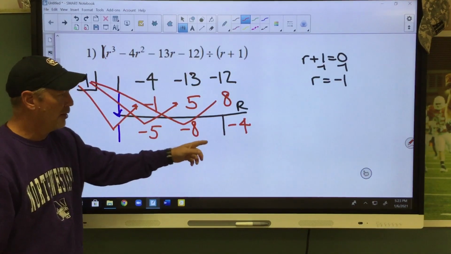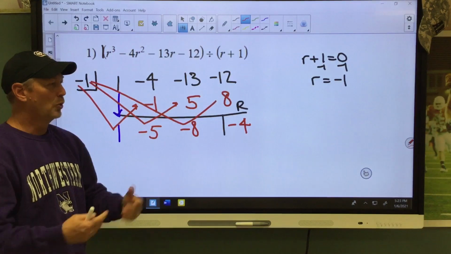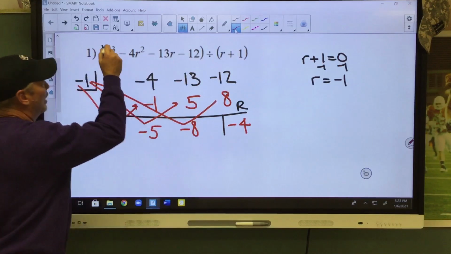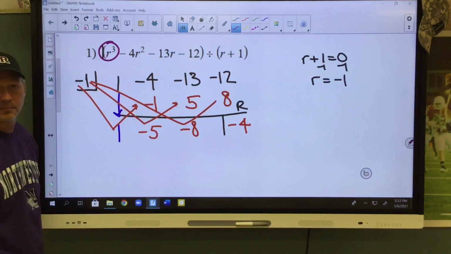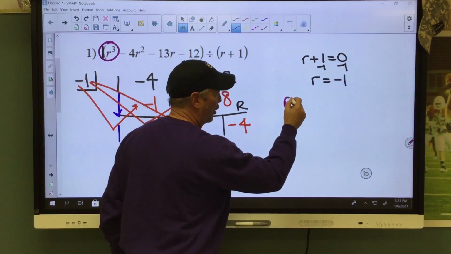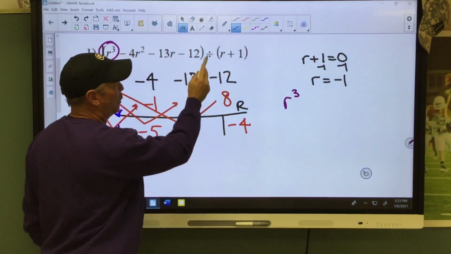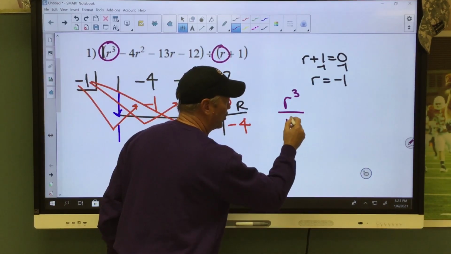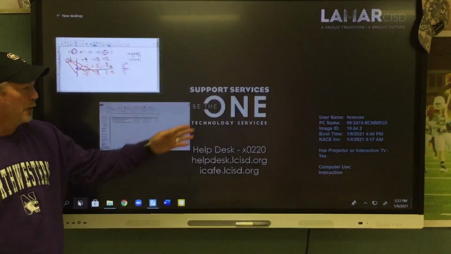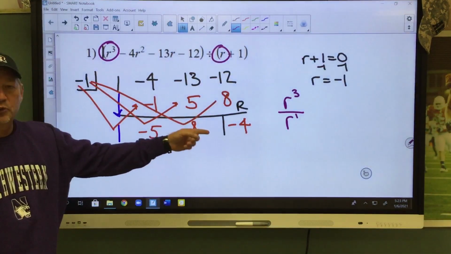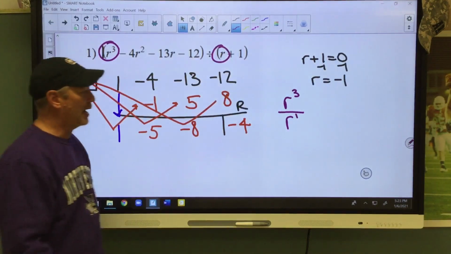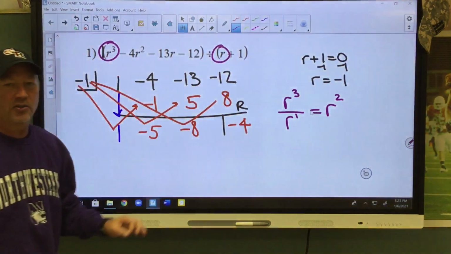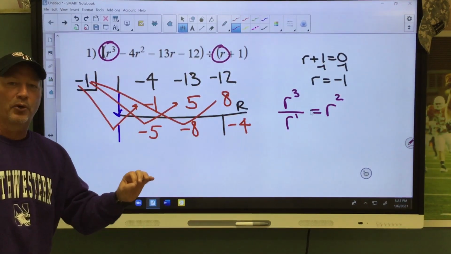Only thing I need to do now is put in my variables. So what do I start with? How do I do this? Our original problem started with r to the third. We started with r to the third, and then we did what? We divided by r to the first. If we reduce that fraction, this will give us r to the second. And that tells us what variables and what exponent to start with.